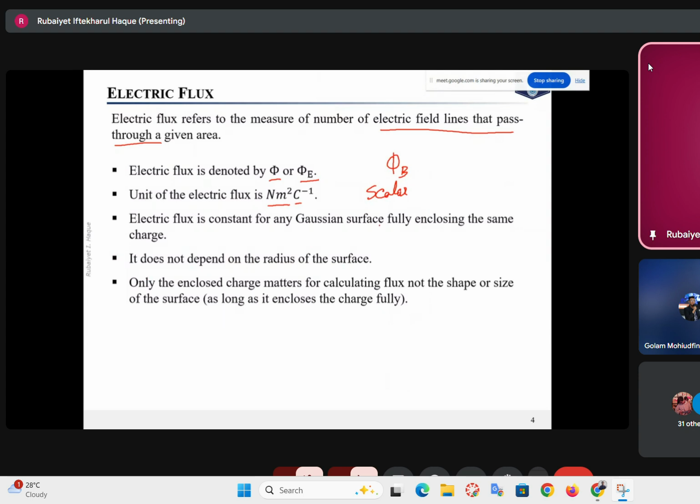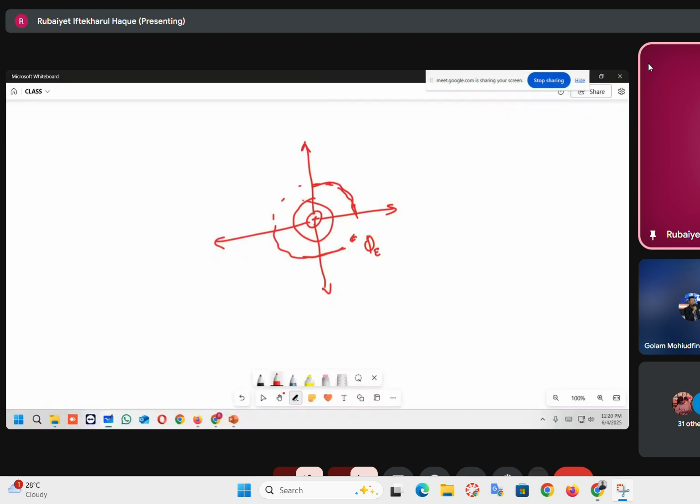It does not depend on the radius of the surface. If it is small or large, it has the same flux. They have different electric fields, but they have the same flux.